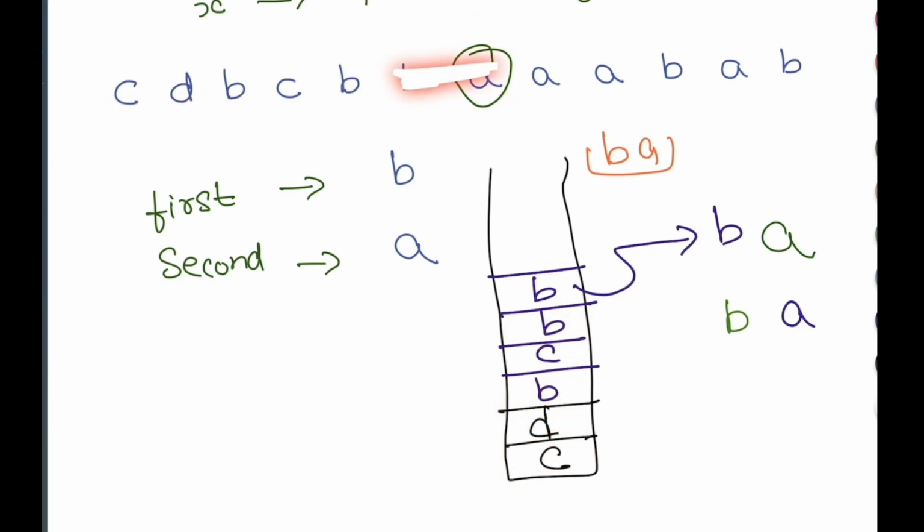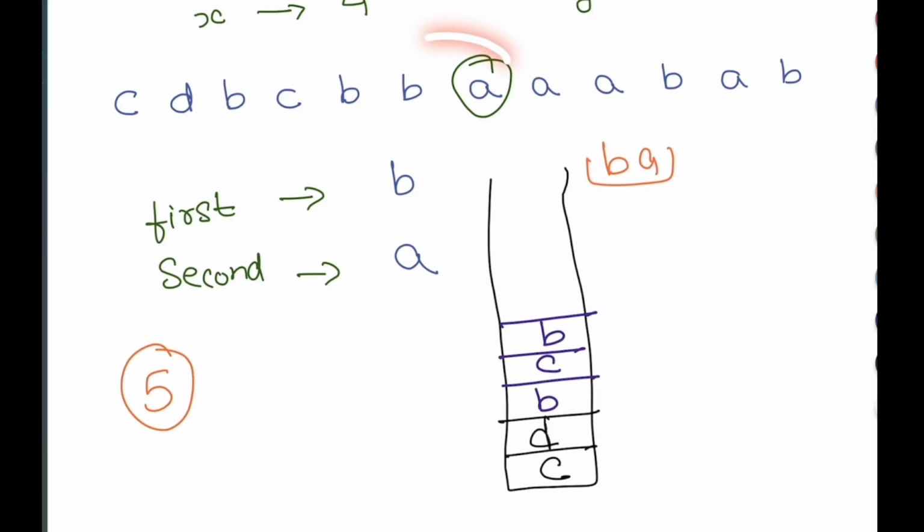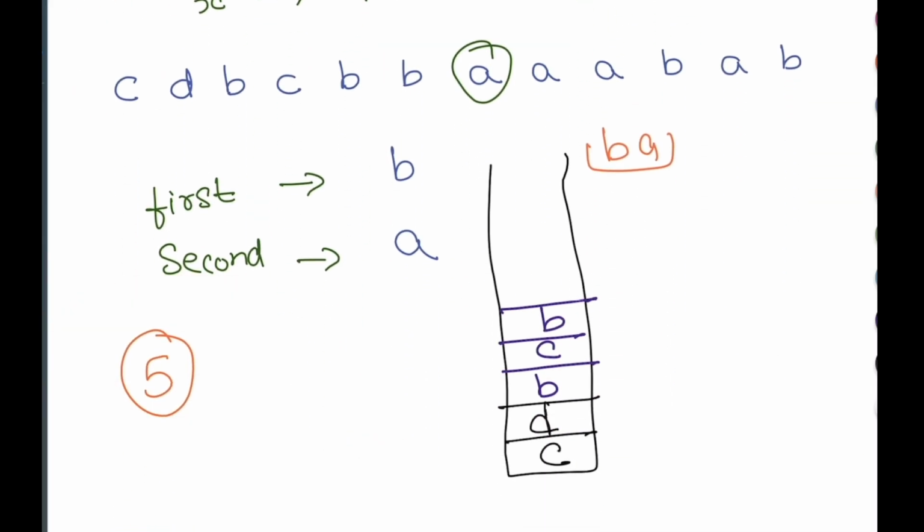That is because this BA is matching with the substring I was searching for. I will just remove this B from my stack, and after removing this B, I will have a total of 5 points. That is because if you are removing a BA, you are going to gain 5 points, right? So I'm going to say I got 5 points. And now let us proceed.